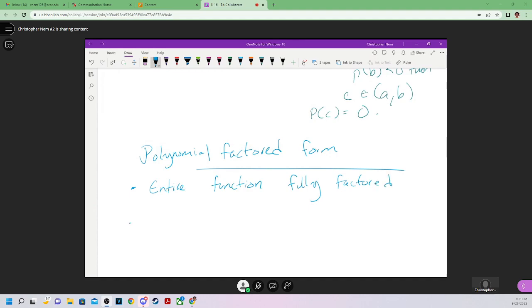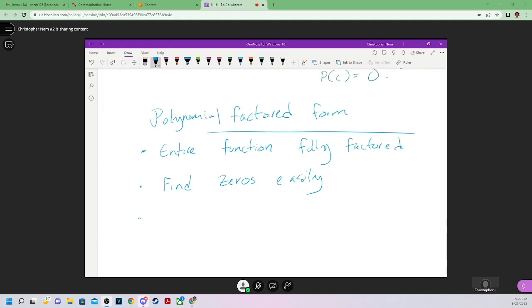Moreover, you can find zeros easily. You can find the zeros or x-intercepts very easily in factored form. And the last one we're going to say is, let's see what I want to say.